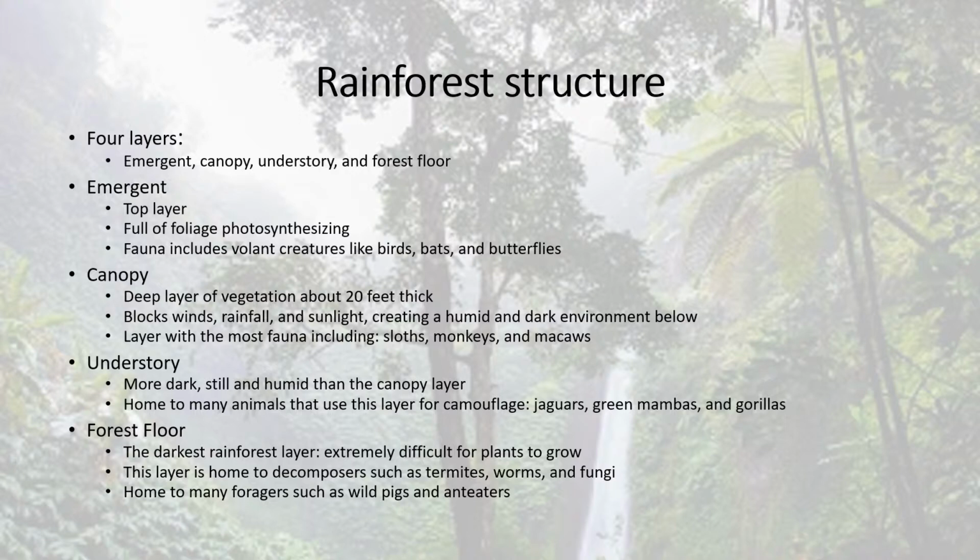The understory is very dark, quiet, and humid due to the dense canopy layer blocking natural sunlight and rainfall. Trees in this layer have adapted large leaves so they have more space to absorb any amount of sunlight that may make it through the canopy layer. This dark environment makes it possible for the animals that live in this layer to camouflage in order to hunt prey or to hide from predators.